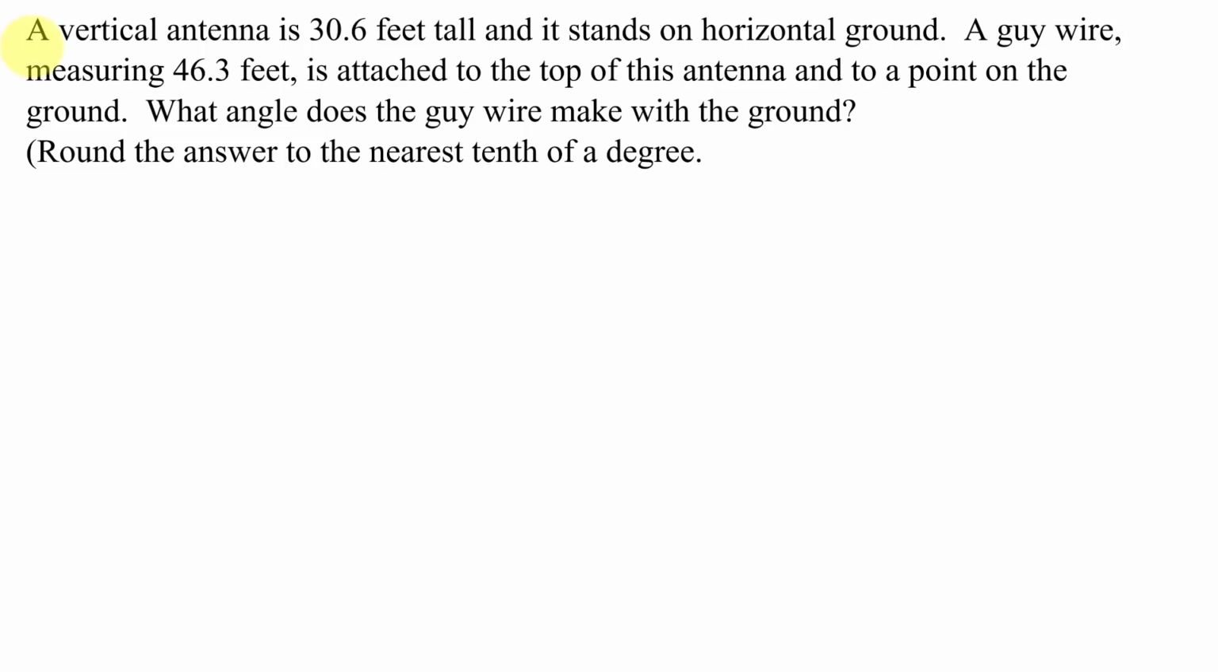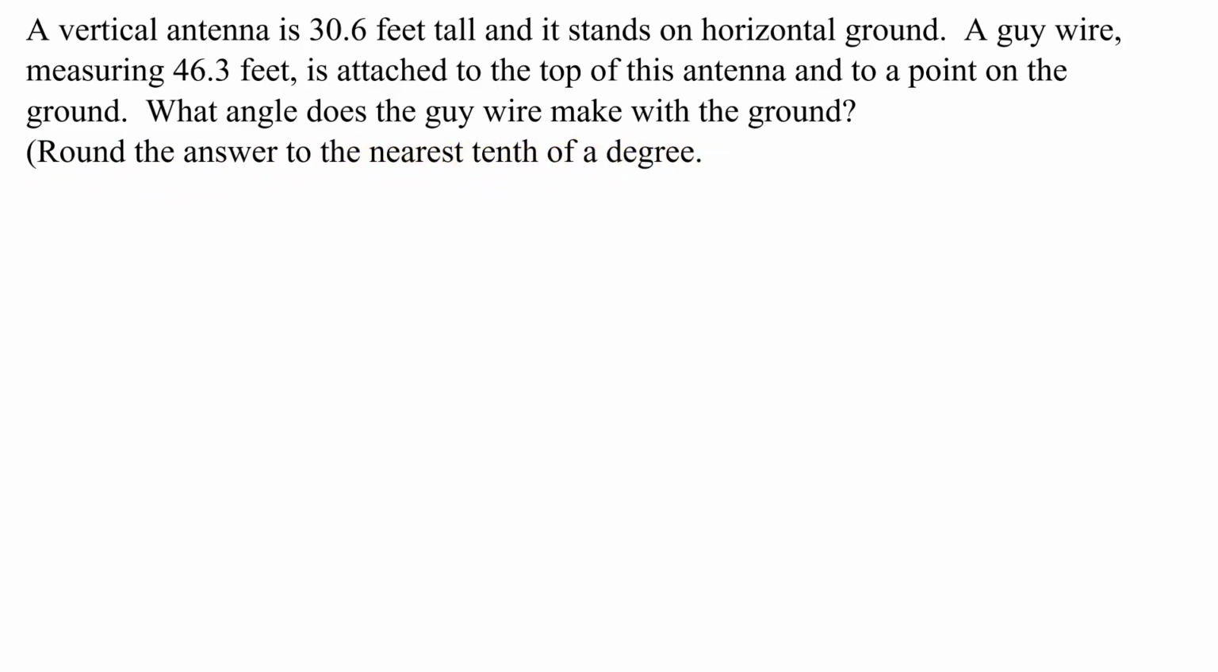This problem states a vertical antenna is 30.6 feet tall and it stands on horizontal ground. A guy wire measuring 46.3 feet is attached to the top of this antenna and to a point on the ground. What angle does the guy wire make with the ground? And I need to round the answer to the nearest tenth of a degree.